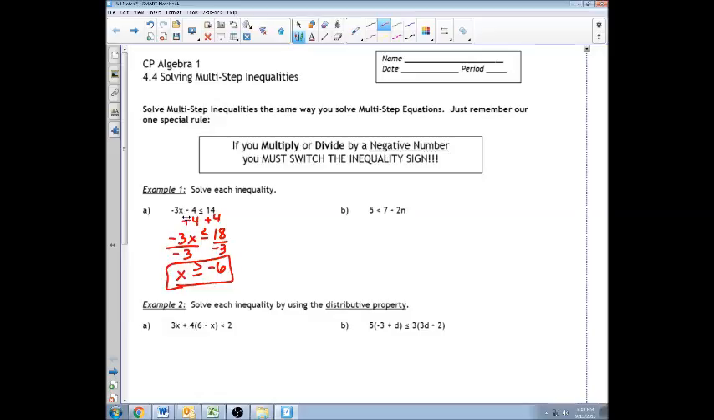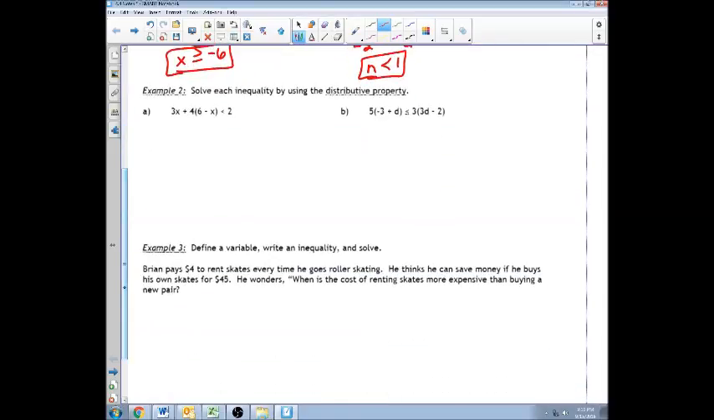B. The first thing I want to do here is I want to make my variable on the left-hand side just in case I ever have to graph it. So I'm going to switch the entire inequality. The arrow is still pointing at the 5. I'm going to subtract 7. That would get me negative 2n is greater than negative 2. Divide by negative 2, divide by negative 2, n would be less than 1. All right?